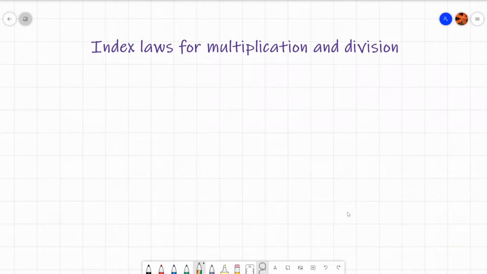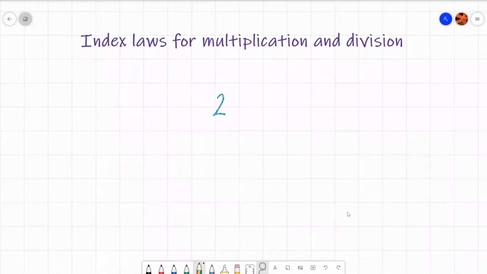Index laws for multiplication and division. In today's lesson, we will be looking at how to work out questions involving laws of indices that have multiplication and division in them. So just a little bit of background.